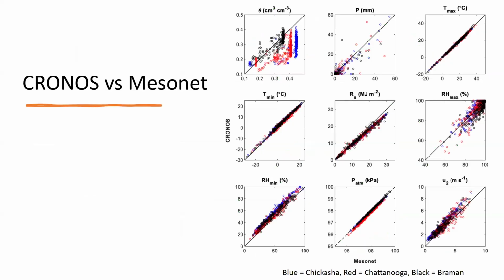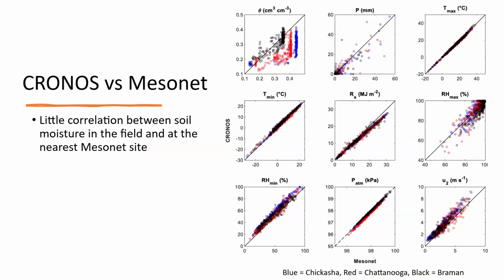Okay, and then we can compare the CRONOS weather observations with the nearest Mesonet station. And what we expected, there's really not much correlation, at least for 2 out of 3 sites, between the soil moisture conditions we have in the cropland and what we're observing with our long-term monitoring network. For atmospheric variables, things like temperature and pressure, excellent agreement. As a matter of fact, I would say we probably don't need to measure those things in the cropland.